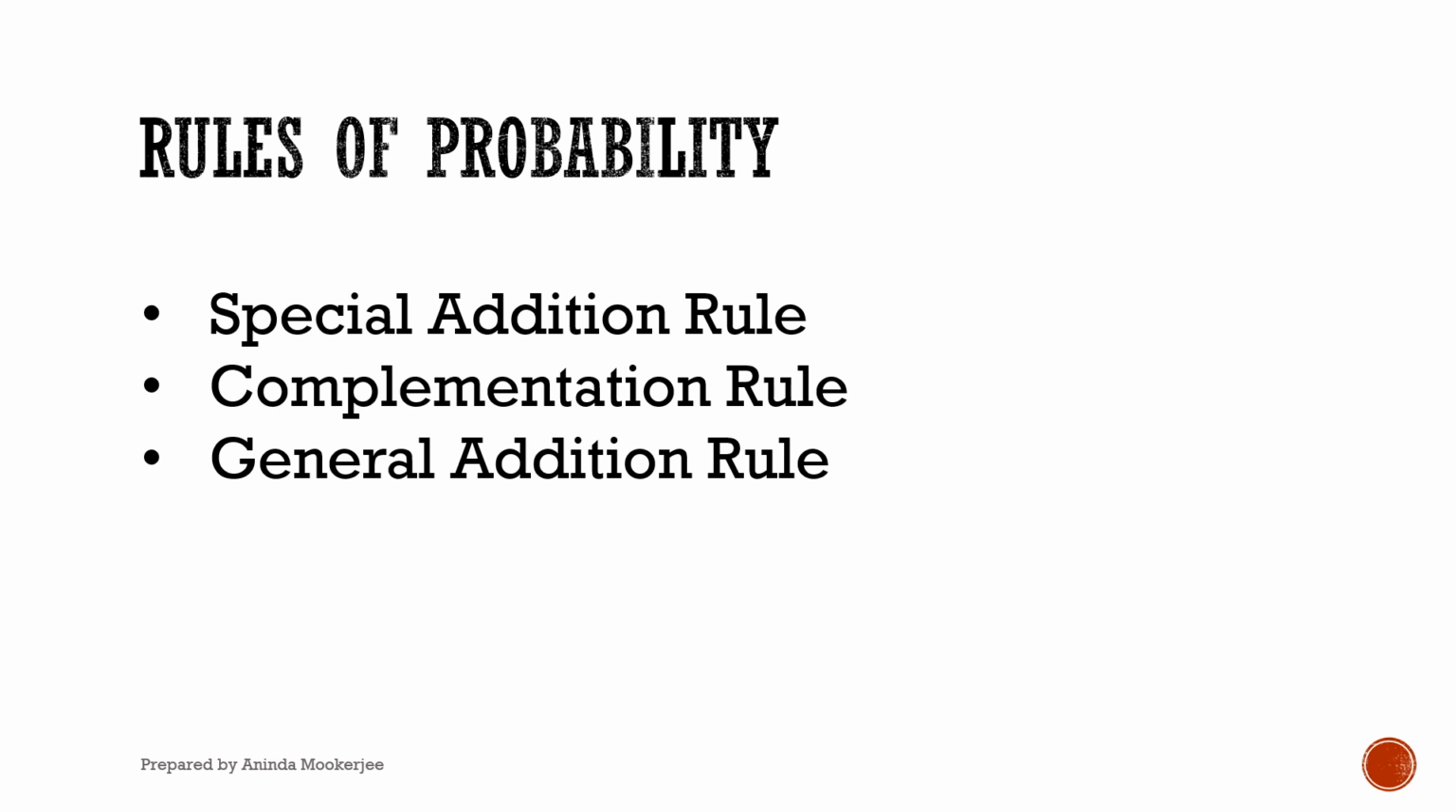Now we learn about some rules of probability, which is going to make it somewhat easier for us to find the probabilities using some equations, some formulas. So the 3 rules are all based on addition. The first one is the special addition rule. Then we have what's called the complementation rule. The complementation rule is really subtraction rather than addition, so we'll talk about that. And then we have the general addition rule. Some of these rules have to do with the relationship between events, 2 or multiple events.